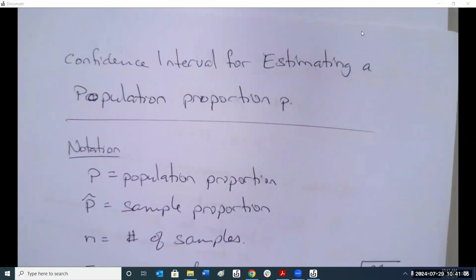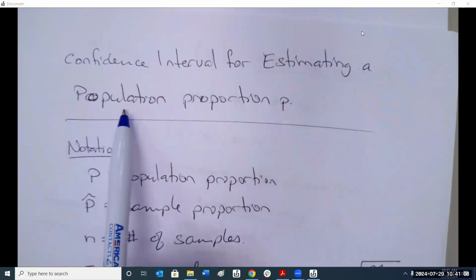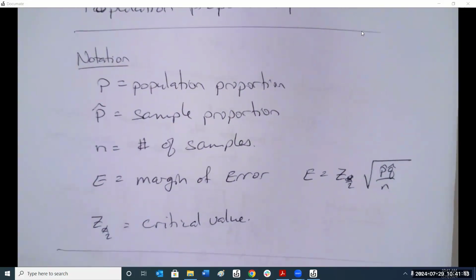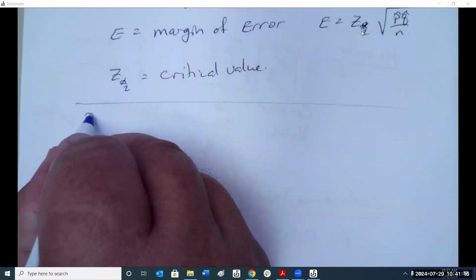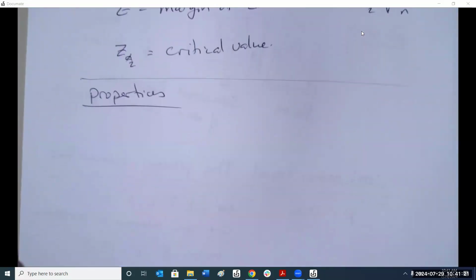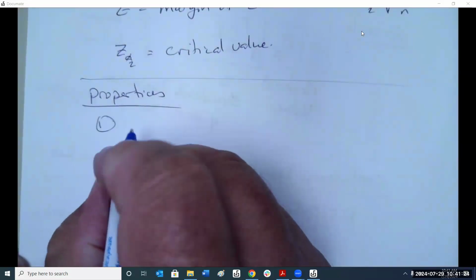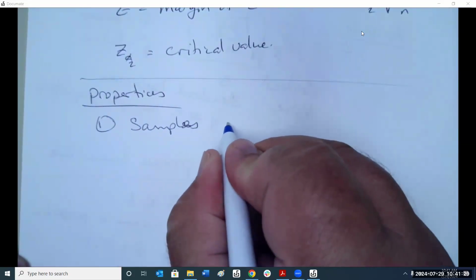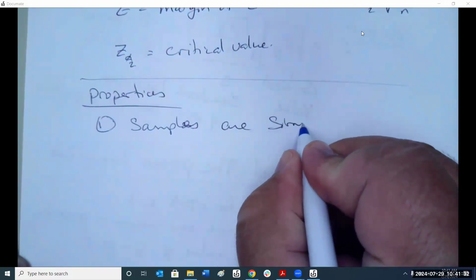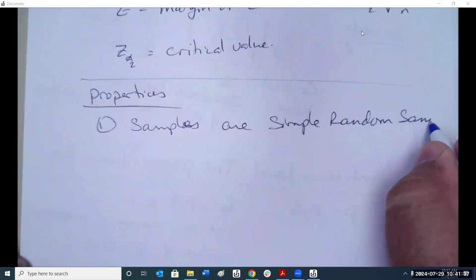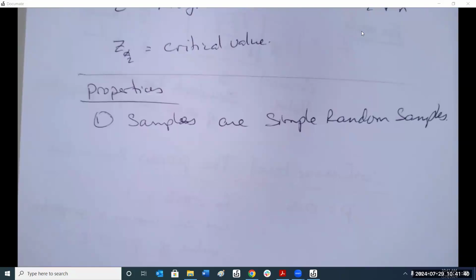So in order to estimate a population proportion, some things have to exist before we could be using this. The samples are simple random samples. In other words, you can't put any thought behind it. It just has to happen. Just collect the data.